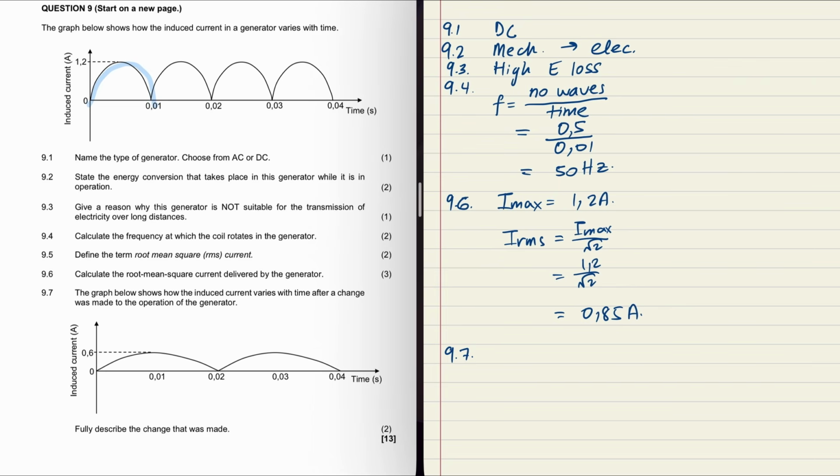Now, if we look at it, you have half a wave in 0.02 seconds. So the frequency is now half: half a wave in 0.02 seconds is equal to 25 hertz. So they essentially decreased the frequency. They slowed the rotation, and that decreased the frequency.